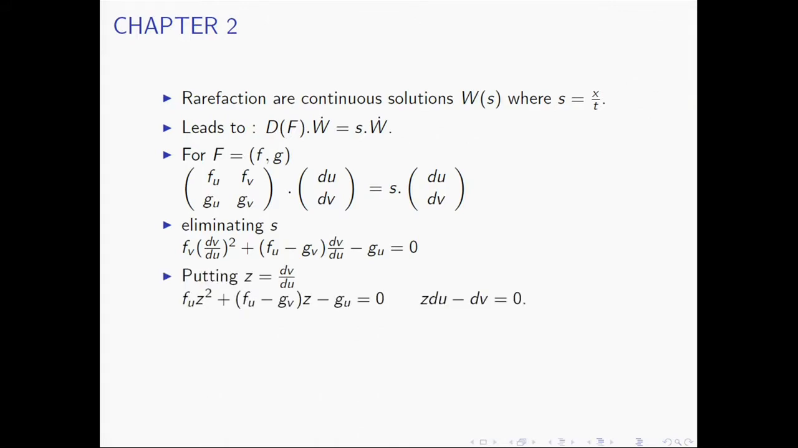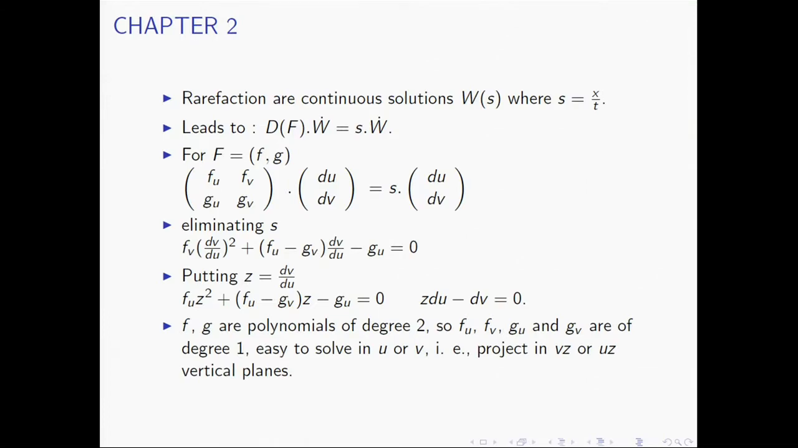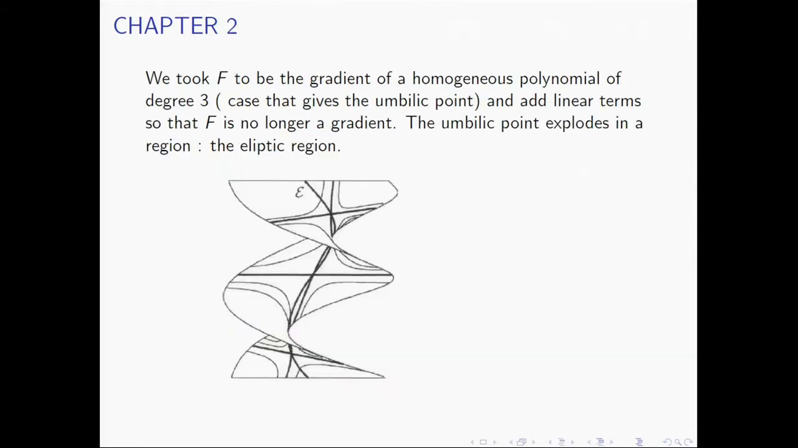And there I found this very simple idea that I think goes back to Legendre: you introduce a new variable Z, and then you get a surface in three-dimensional space, UVZ, and on this surface you study this equation, Z dV minus dU. This simplifies things, especially if F and G are polynomials of degree 2, since the partial derivatives are of degree 1, so it's easy to solve either in U or in V. This means you are projecting in the UZ plane or in the VZ plane, and then you can study it very easily there.